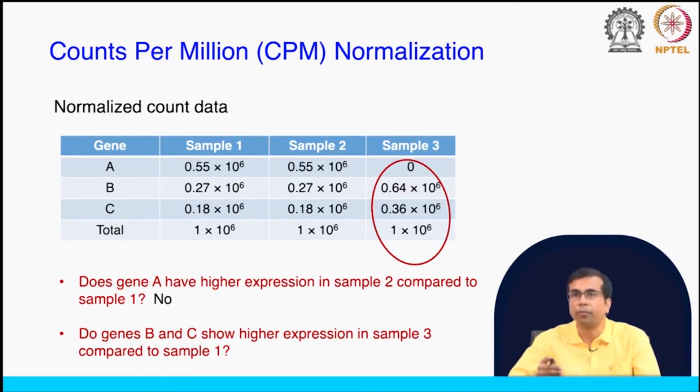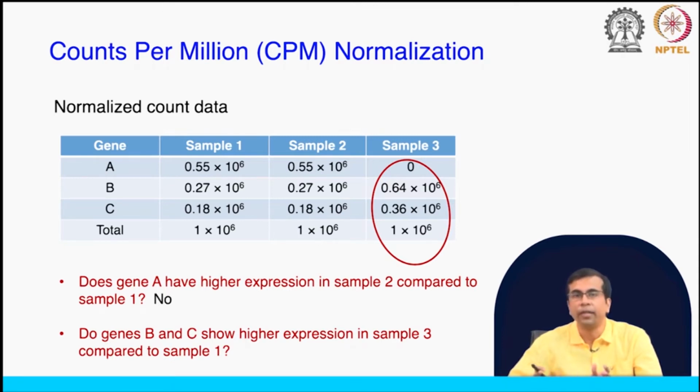Okay. So, this composition bias we have not addressed, right. So, if you just look at this CPM data, this normalized count data, what you see is that sample 3 has higher count for gene B and gene C compared to sample 1 or sample 2, right. And you might say, okay, these genes B and C are showing higher expression in sample 3 compared to sample 1 and sample 2. Okay. So, if you conclude that, that will be erroneous, right, because we have not addressed this RNA composition bias, right, that is occurring just because gene A's expression has gone down.